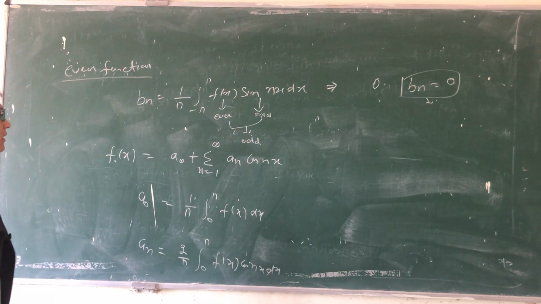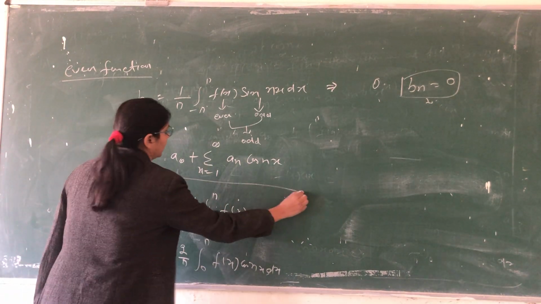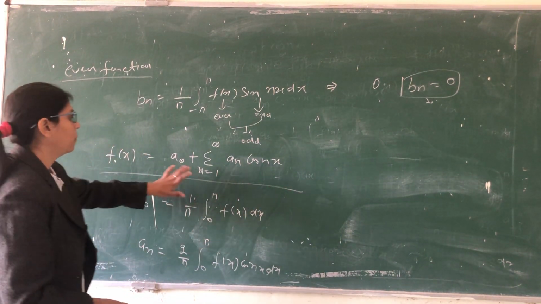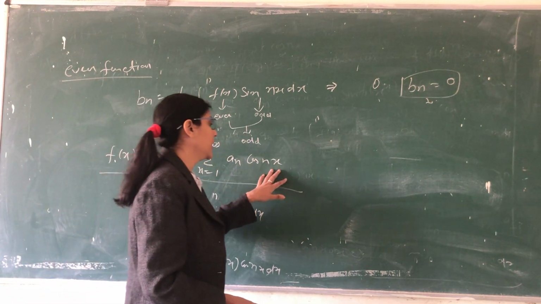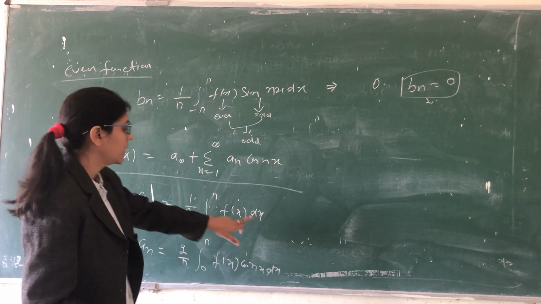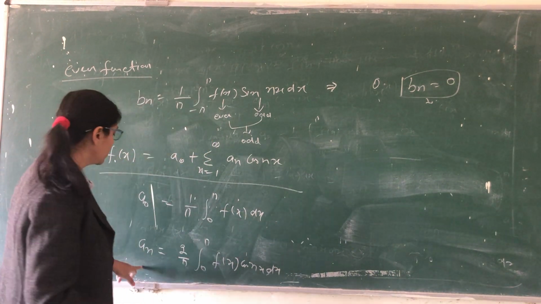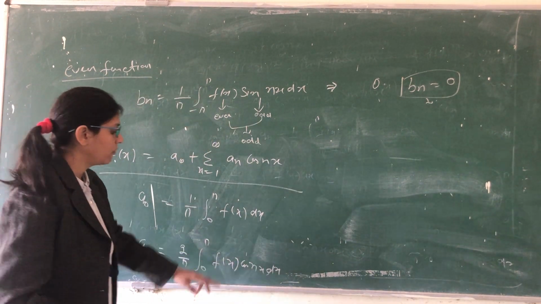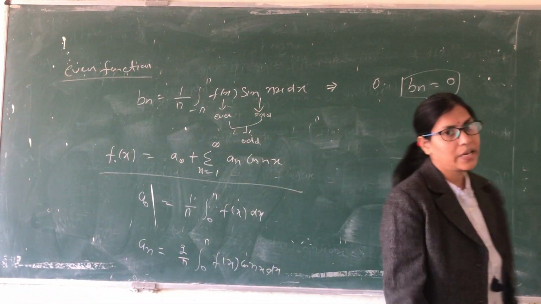So the Fourier series of the even function is given by f of x equals a0 plus summation n from 1 to infinity an cos of nx, where a0 equals 1 upon pi integral 0 to pi f of x dx, and an equals 2 upon pi integral 0 to pi f of x cos of nx dx.